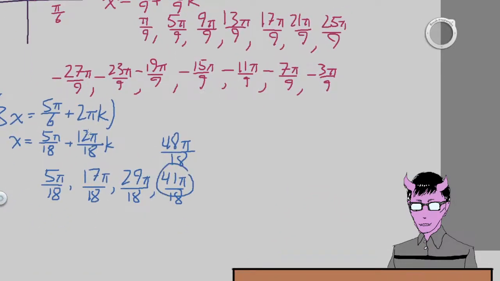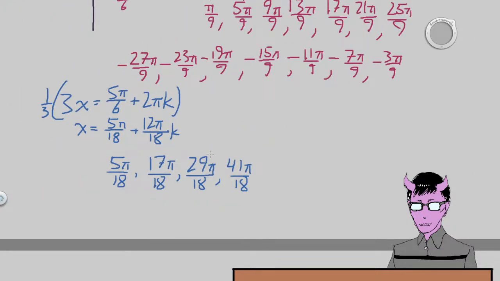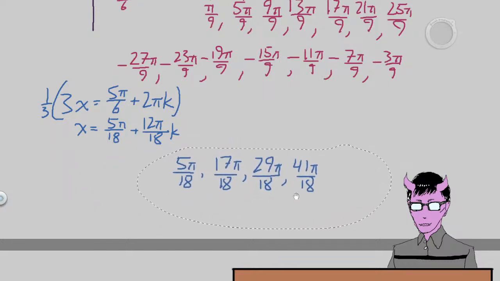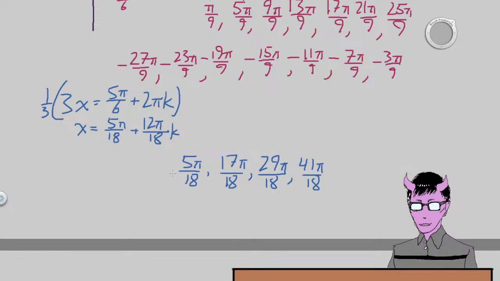So if we add one more 12 to the top, we will exceed the 48 pi over 18 wall. So we will stop on 41 pi over 18 in the positive direction. So these 4 answers should be good. And then now we need to proceed in the negative direction to get those ones. It's probably 4 negative answers, but let's check.